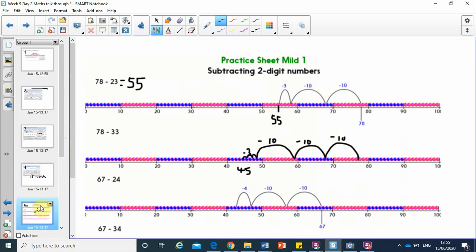Just the golden rule. Don't do 33 or 23 little jumps. It's so tricky to keep track of the numbers. Use your partitioning skills, then subtract the tens in jumps of 10, then subtract the units in jumps of 1. Enjoy it.